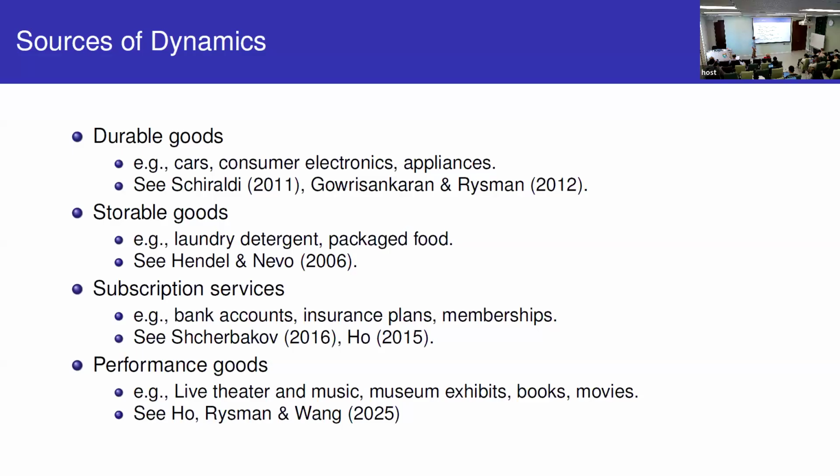And then the fourth one I'll throw in here, performance goods. Let's say Taylor Swift comes to town and she's doing 3 shows, and you went to the first one. Probably your demand for the second one is pretty low at that point. Probably you only see it once. Or a Broadway show that runs for 6 months, probably most people go only once. So there's a form of dynamics involved there.